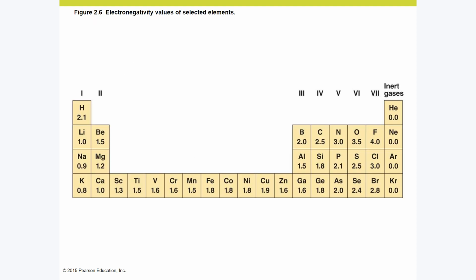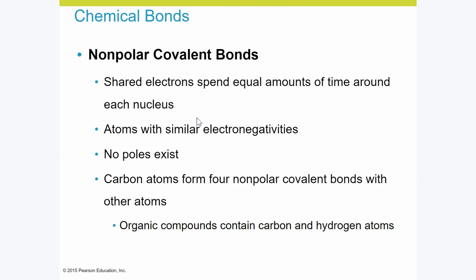And that's where we get polar and nonpolar. So we can see the electronegativity values here, right? Our noble gases are going to have no electronegativity, and our guys on the end are going to have pretty high electronegativity because they're going to want to get that electron, and they're going to want to get rid of it over here.